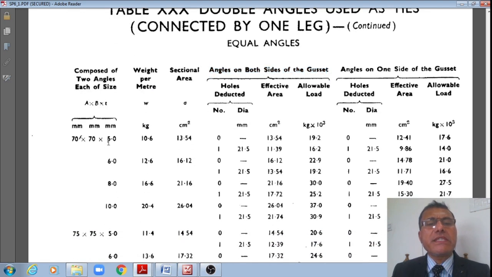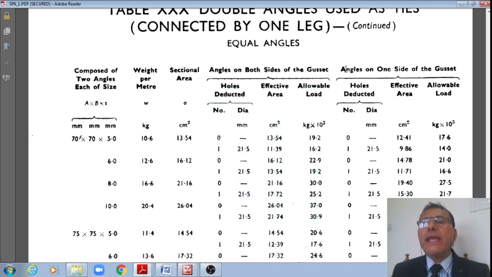Then 70 by 70 by 5, two angles back to back on the gusset plate. Then the weight and sectional area, with no rivet holes and with one rivet hole, and the allowable load: 19.2 tons, 16.2 tons for 70 by 70 by 5 angles on both sides of the gusset plate.